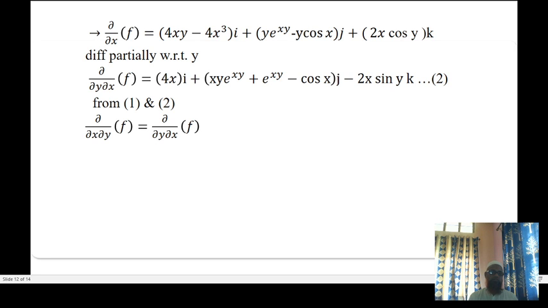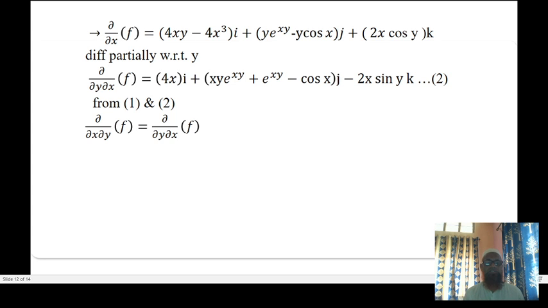Differentiate partially with respect to y. So ∂²f/∂y∂x equals 4x i plus, applying the product rule, (xy e^(xy) plus e^(xy) minus cos x) j minus 2x sin y k. So from 1 and 2 we verify that ∂²f/∂x∂y equals ∂²f/∂y∂x.